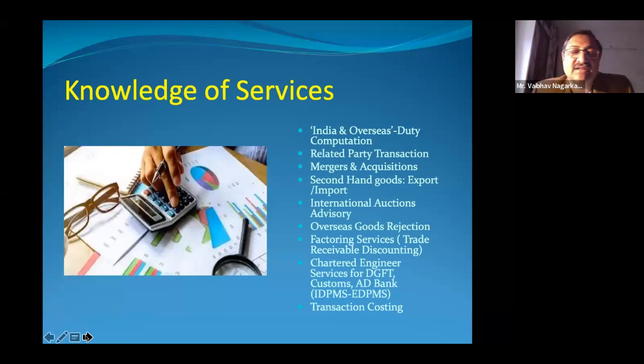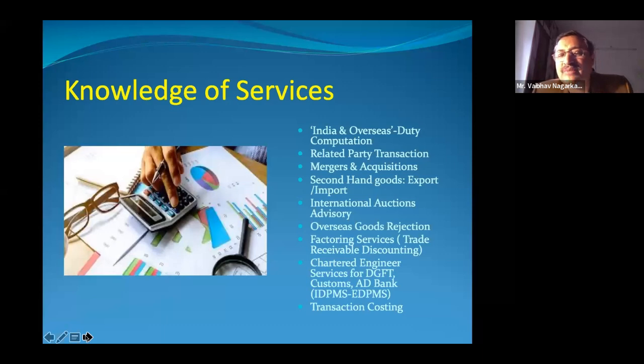Goods rejection: there is a chance that you export the goods, or your client exports the goods, and the goods get rejected partly or fully. To bring that rejected goods back to India is a Herculean task. It's a very difficult task. And no one is available to the Indian industry who can guide them, work with them as a partner and clear the goods.